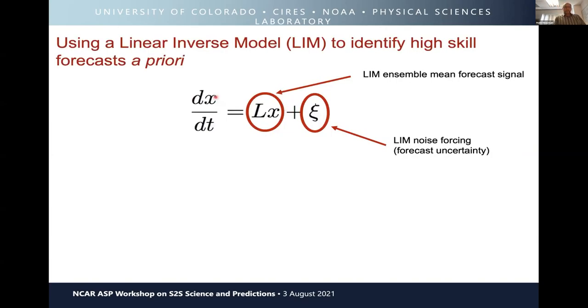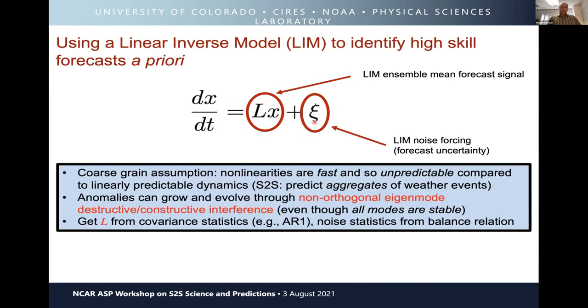So the way we do this is with something called the linear inverse model, or LIM, where we're basically representing the system in a fairly simple way, a linearly predictable portion and a stochastic unpredictable part. And we're able to separate variability into these two components under our coarse-grained assumption, where we're basically observing and assuming that the nonlinearities are fast in the system, so that they're unpredictable compared to the linear predictable dynamics, which are typically on a slower time scale. And that's particularly a good approximation for S2S timescales, because what we're doing is we're not predicting individual weather events, which are unpredictable beyond about 2 weeks, but rather the aggregates of those events.